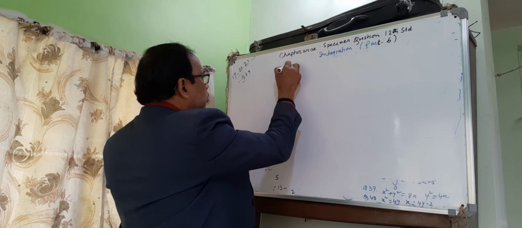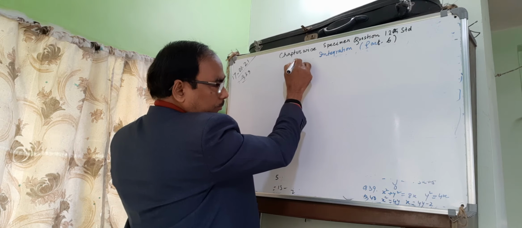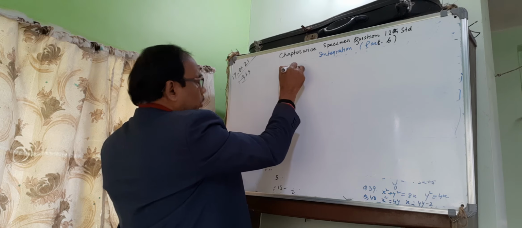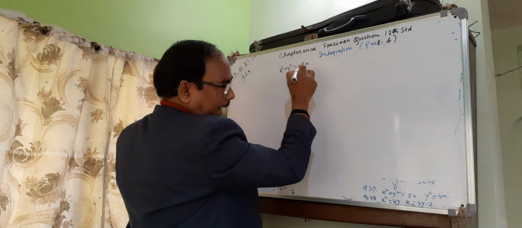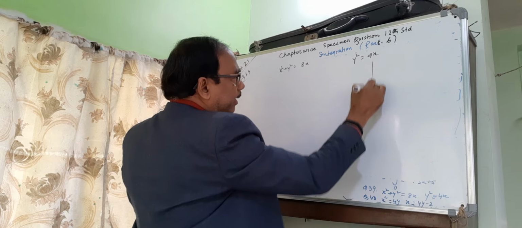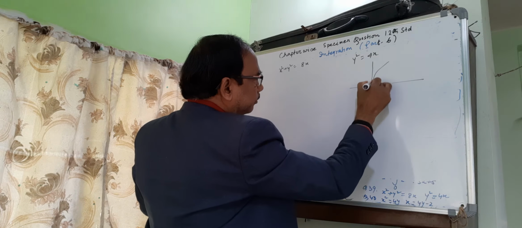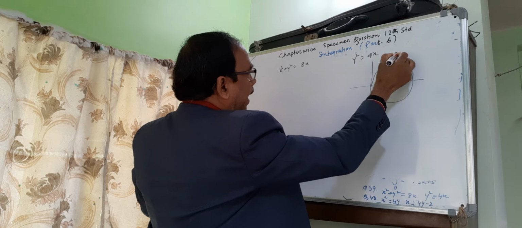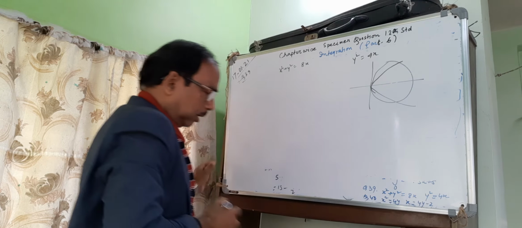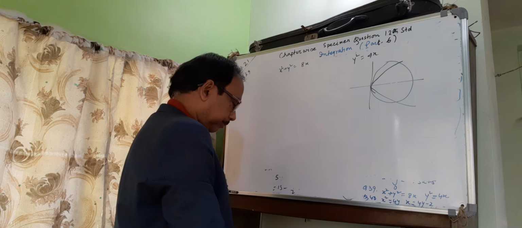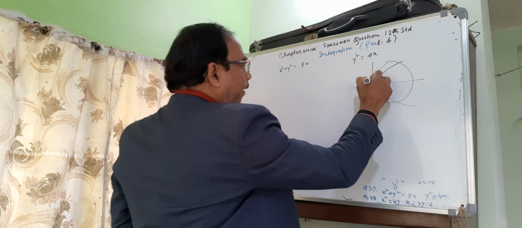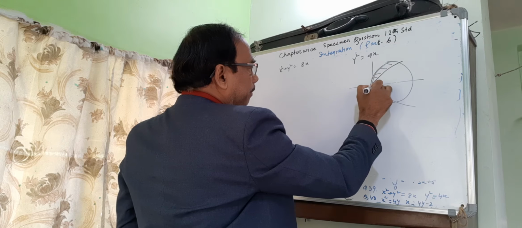Here x square plus y square equals 8x, and another one, y square equals 4x. So one is a circle and another one is a parabola. You have to find the area of bounded region.